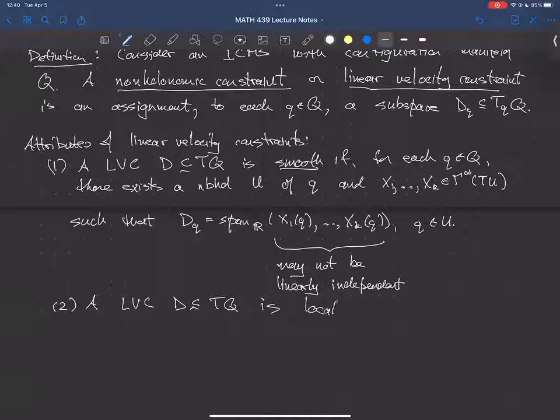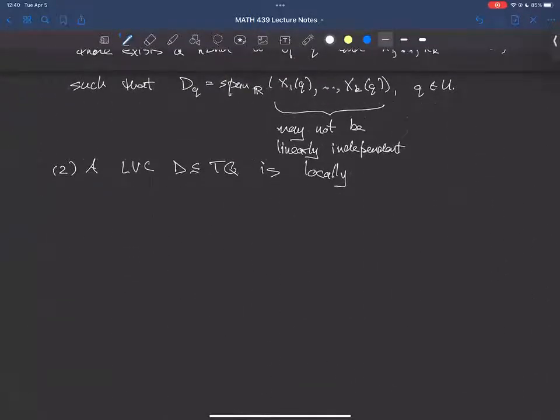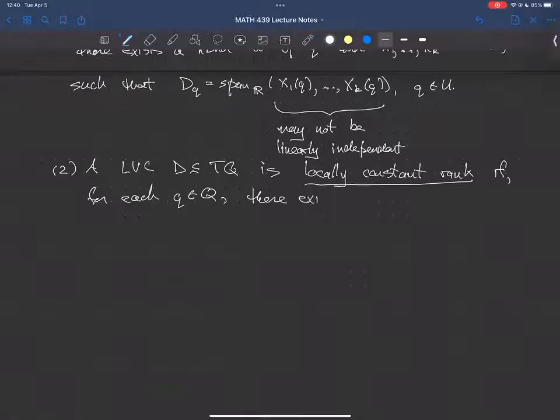Okay. Another common feature of these kinds of things is what's called locally constant rank. D has locally constant rank if for each q in Q, there exists a neighborhood. Okay, so the neighborhood is where local comes from.